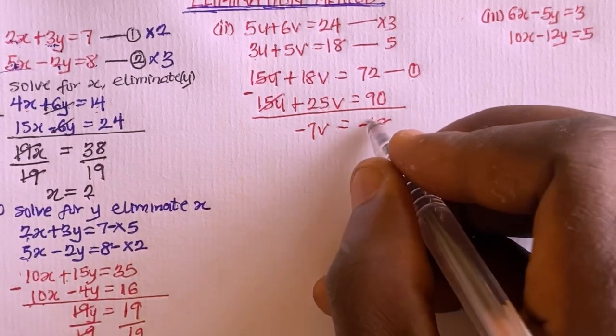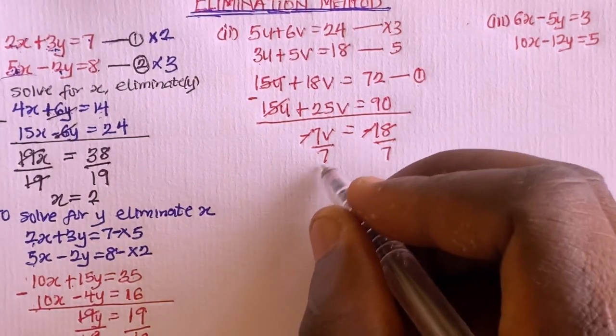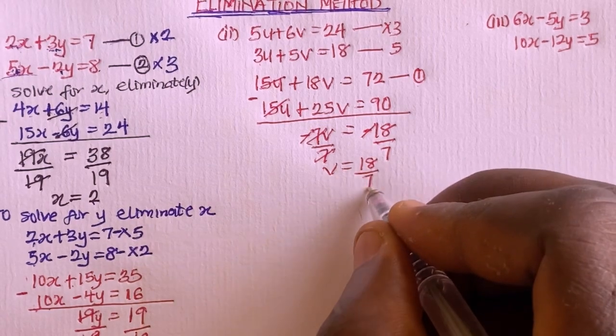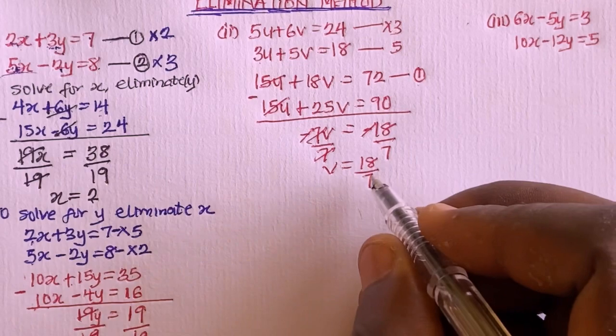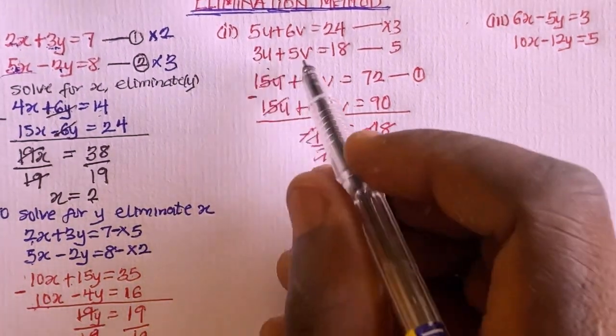Right? So here we simply divide by 7. You divide by 7, then our v is equal to 18 divided by 7. Exactly. So what's the next step? Since I've gotten the value of v, the next thing I'm going to do is solve for u. For u, I'm going to eliminate my v.